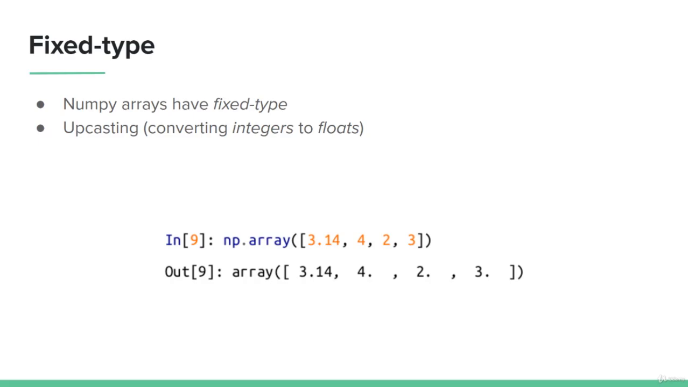So let's look at this. If we want to initialize a NumPy array with the first value as 3.14 and the rest of them as 4, 2, 3, you can see that 3 values are integers and 1 is a float, which is illegal in NumPy. However, it does not give us any error on this. What it's going to do is automatically convert all the integers to floats.